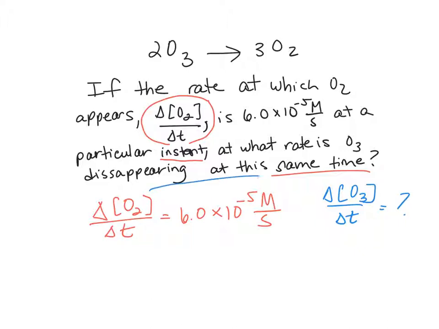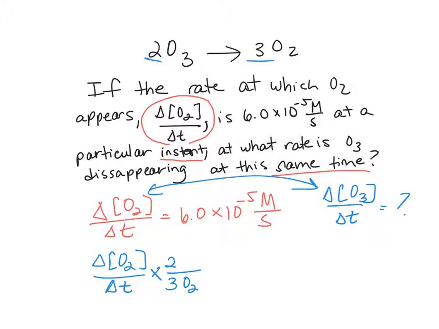So we have to relate these two, which we just did, but we can do it again. We know that if we have O2, I'm going to do it backwards now, the change in production over the change in time, and we can relate our coefficients here. So for every 3 oxygens, we use up 2 O3s. So that's going to allow us to calculate the change in ozone over the change in time.